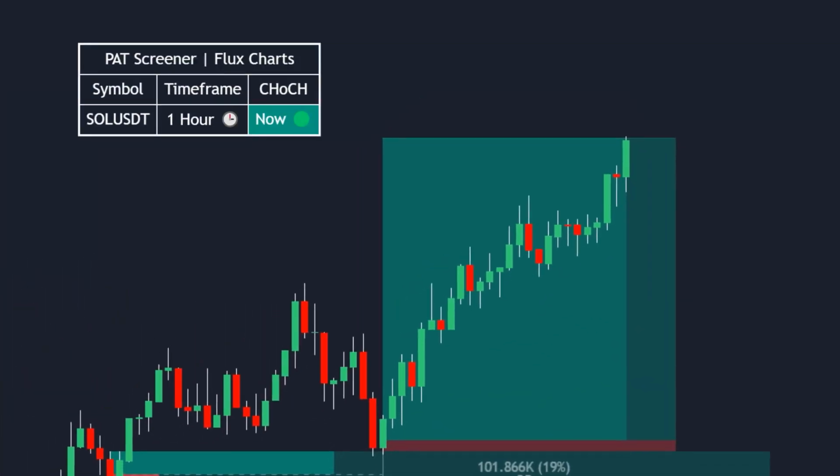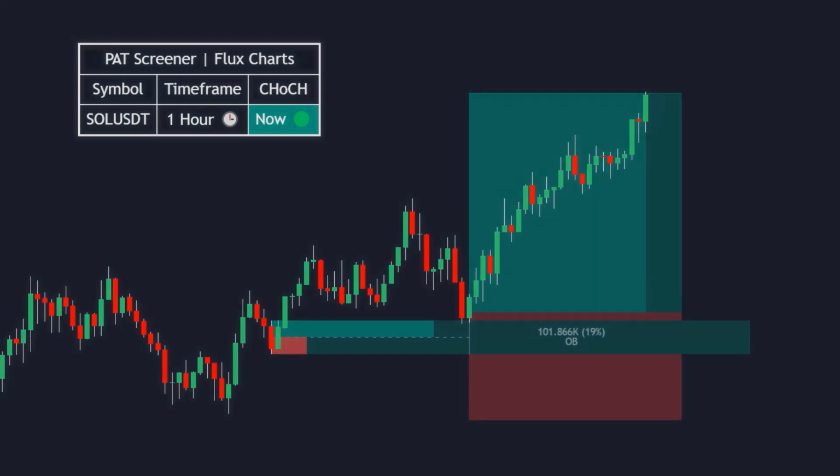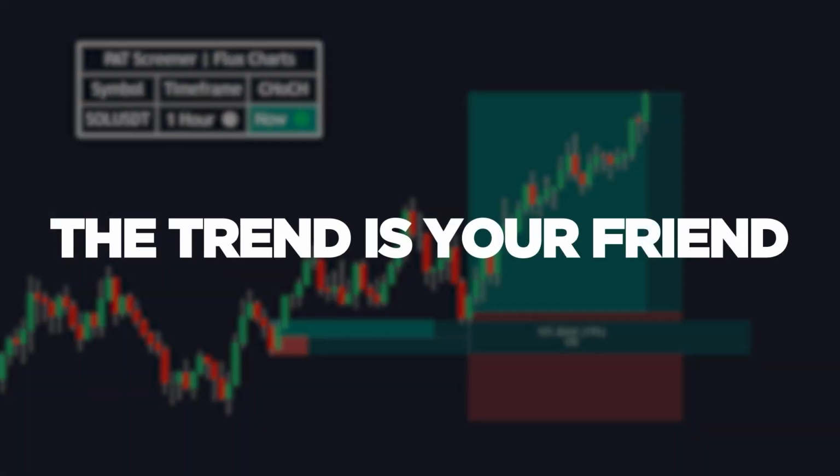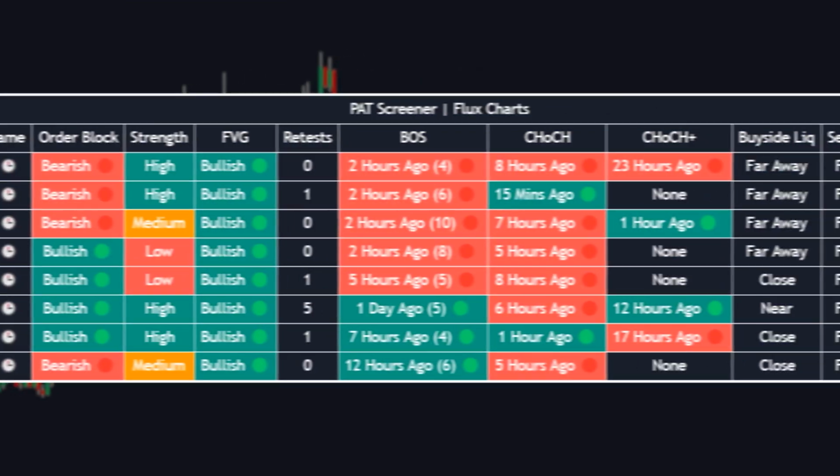Confirming the higher time frame market structure helps you avoid trading against the trend, and you know what they say, the trend is your friend, so don't trade against it. So whether you want to filter order blocks using volume, higher time frames, or the bigger picture, you can.